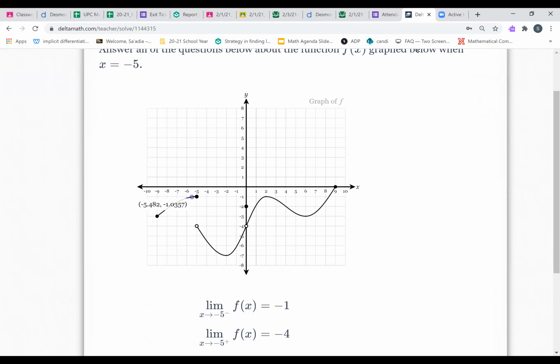See, let them trace it. From the left, you land at a y value of -1. On the right, you're going to land at a y value of -4.